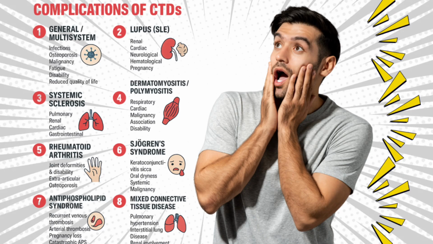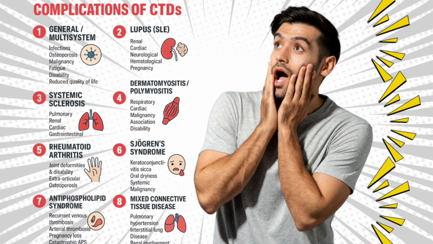Complications of CTDs. Number 1. General or multisystem complications. Patients with connective tissue diseases often face infections. Why does this happen? Imagine a person with lupus who is already vulnerable because their immune system is attacking its own body. Now add strong medicines like steroids or biologics. The body's defenses are lowered, so even a mild infection can turn serious.